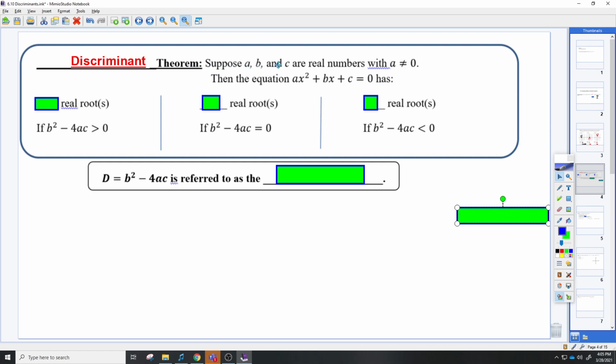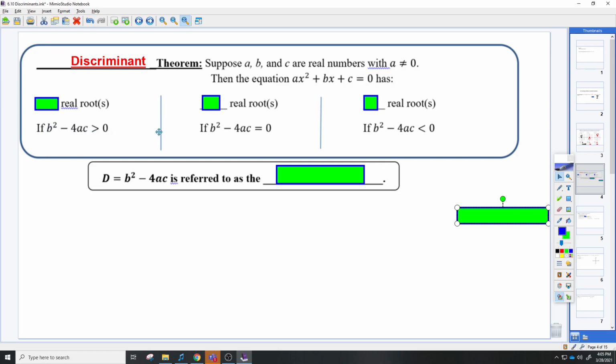So it says, suppose a, b, and c are real numbers, and a cannot be equal to 0. We've talked about that before with the quadratic formula. Then the equation ax squared plus bx plus c equals 0. We've had this before as well. We just set y to 0, trying to find the roots.